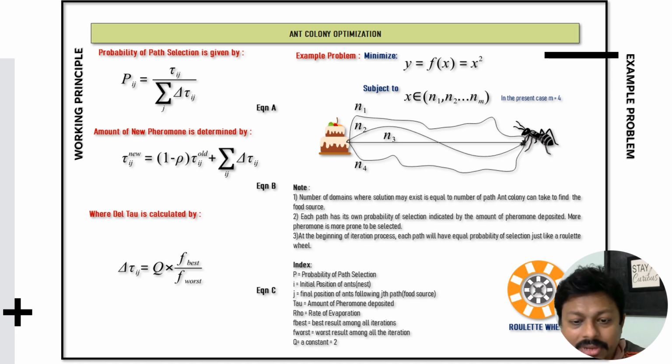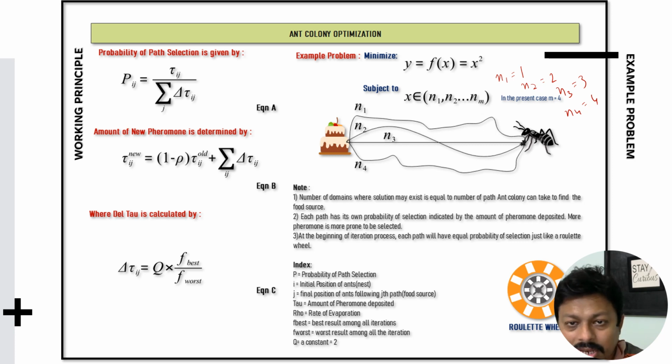So for example, let n1 is 1, n2 is 2, n3 is 3, n4 is 4. Then x can take either 1 or 2 or 3 or 4. It cannot take any value from 0 to 1 or 1 to 2 or 2 to 3 or 3 to 4, which is the case for continuous optimization problems.